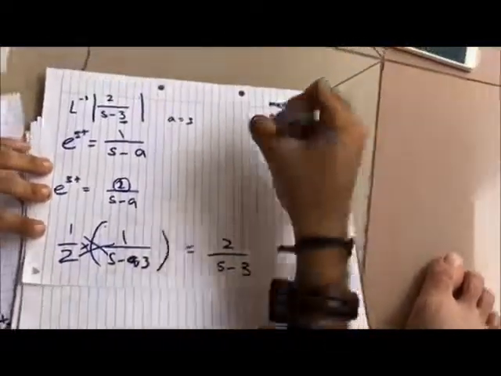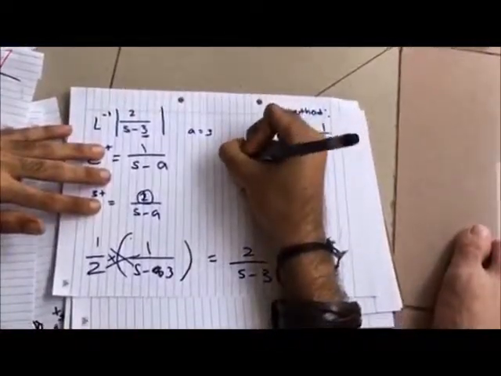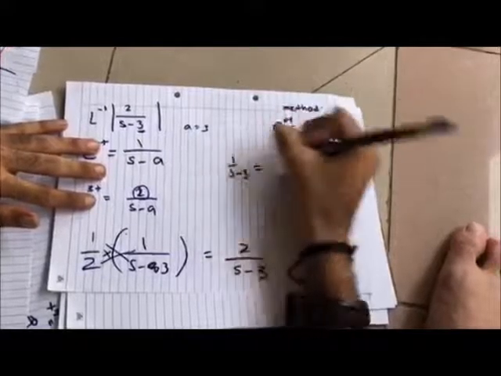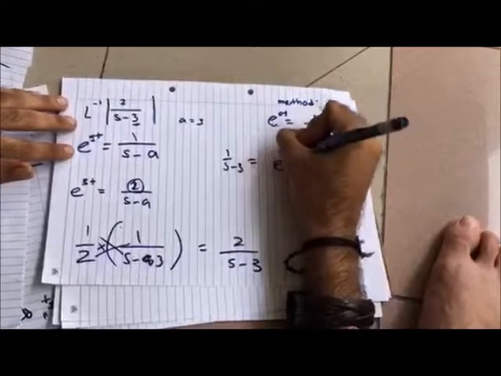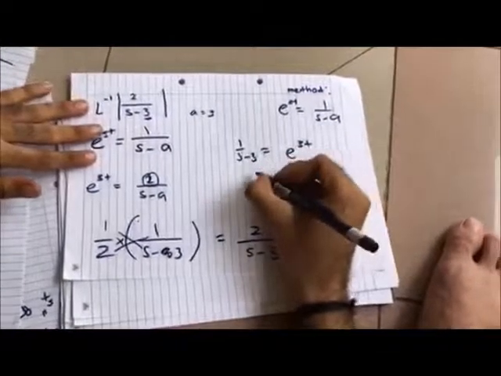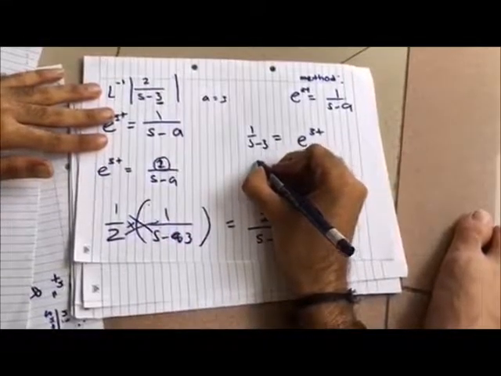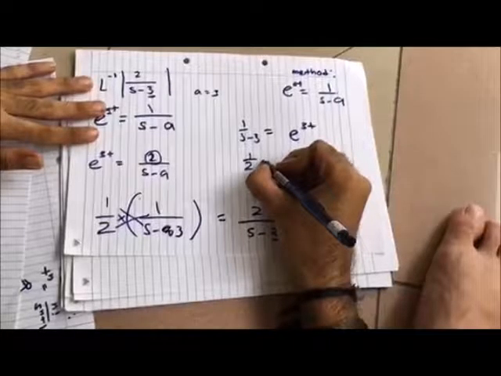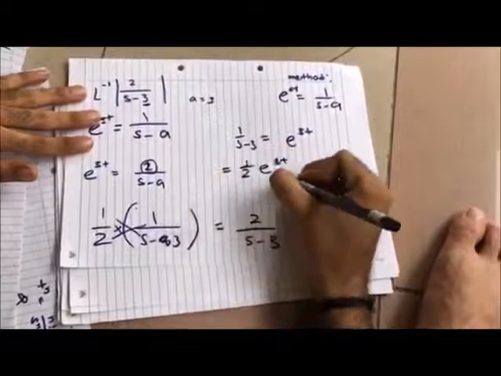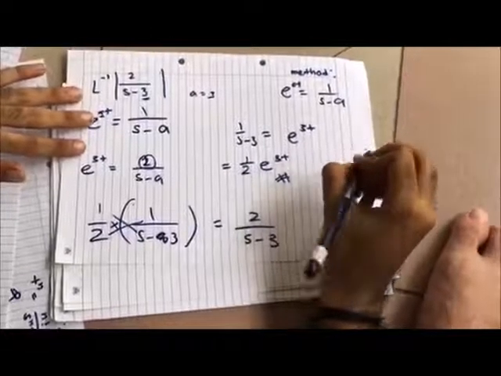And as you know, 1 over s minus 3 equals e to the 3t. So we just have to substitute this, and we'll get half e to the 3t. And this will be our final answer. Thank you.